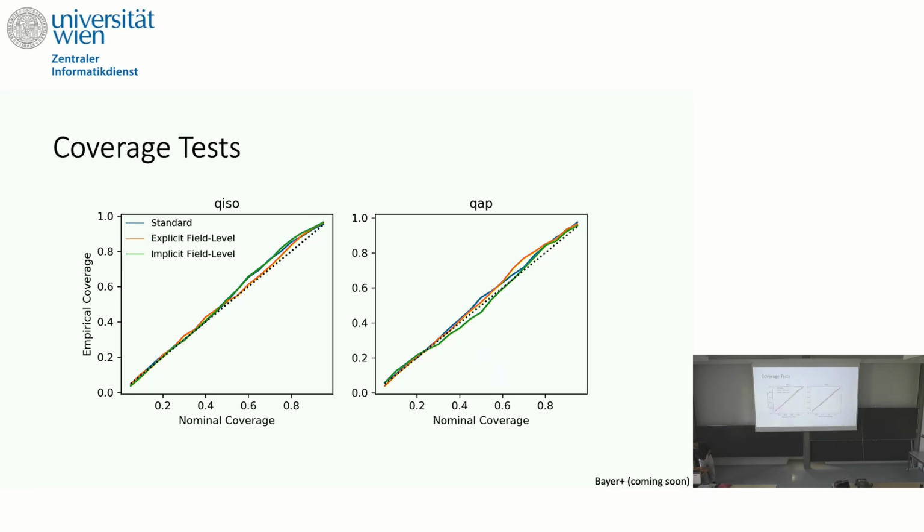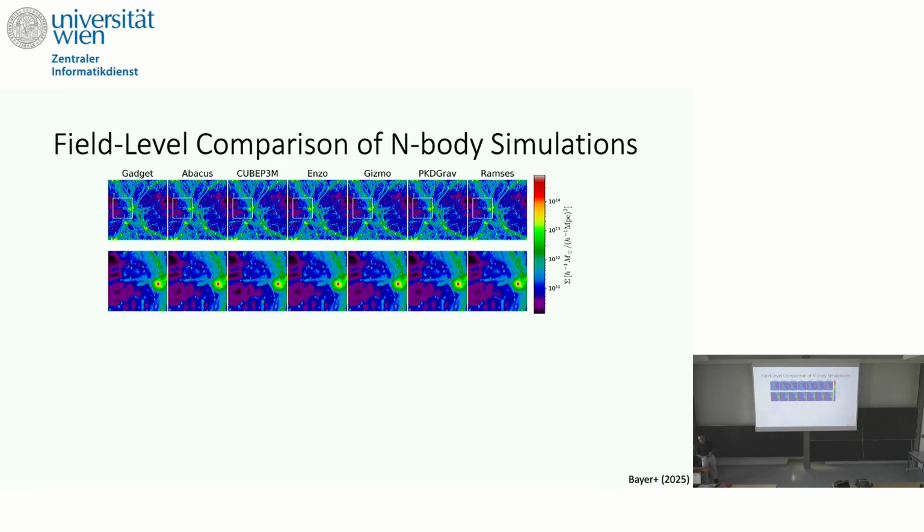More generally on this point, one question when you do field level inference is you have to train on some simulations, but does that generalize well to other simulations? And so in this project, we were doing a field level comparison of different n-body simulations. And in this case now, I'm not reconstructing the initial conditions, I'm just inferring the cosmological parameters by doing field level inference. And so here you have a whole range of different n-body simulations, Gadget, Abacus, QP3M, etc.